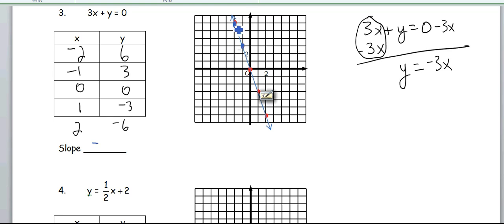So my change from left to right, I'm going to go down. There's 1, 2, 3 units. So that's down 3. And then I'm moving to the right 1. So my slope, negative 3 divided by 1, if you see over here, is negative 3.